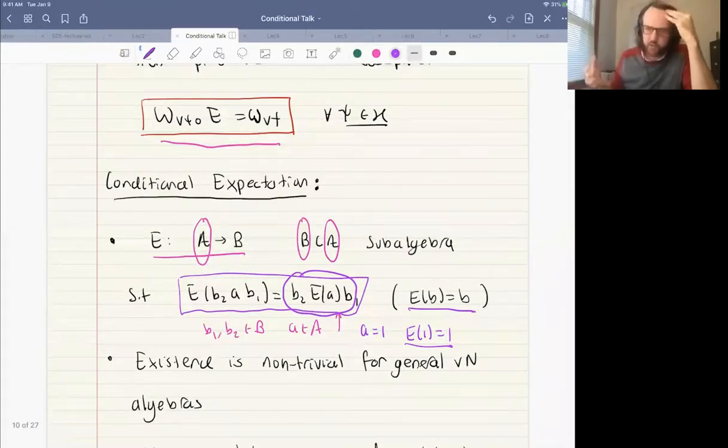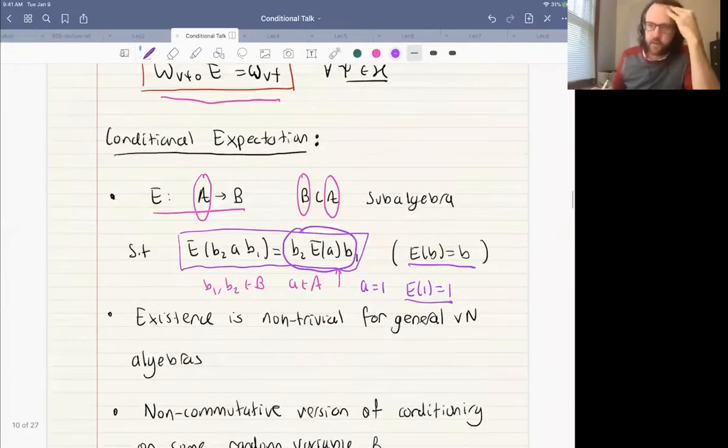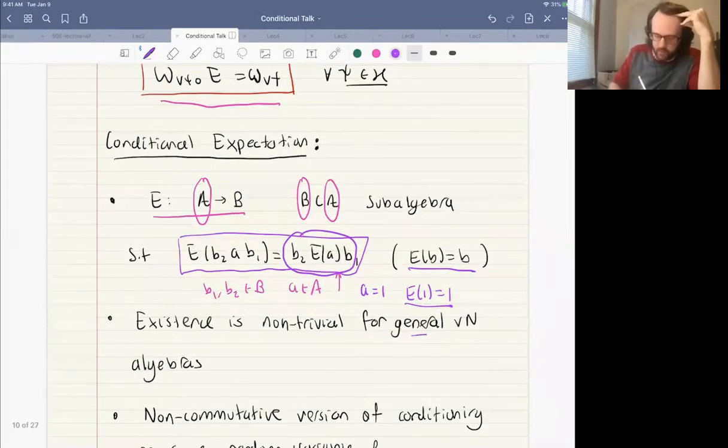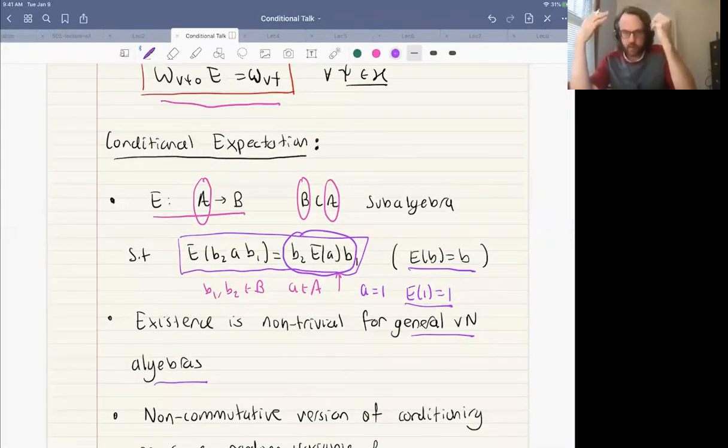It's sort of a non-trivial thing. It doesn't always exist, in particular for general von Neumann algebras. So it's a structure that I'm going to use that does sometimes exist for complicated von Neumann algebras, like these type 3 von Neumann algebras, which are appropriate for quantum field theory, but they're not always guaranteed to exist.